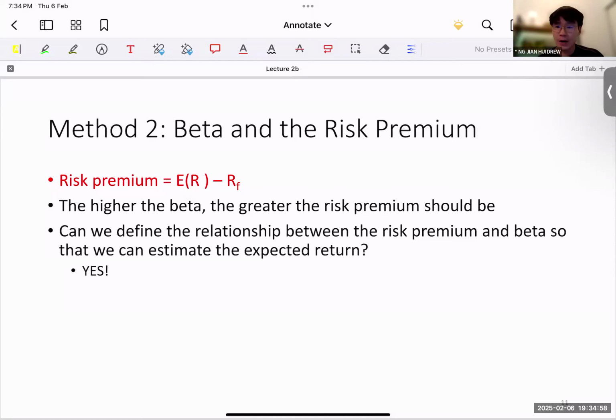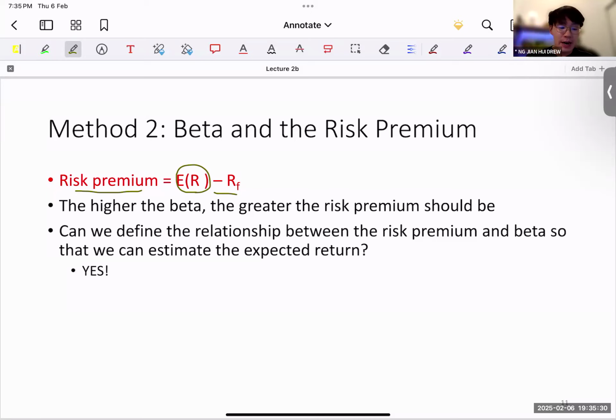Okay, so I hope I answered that question. Going on to method two. We are still on method two. The risk premium, like what we mentioned earlier, is the risk above your risk-free rate. What's the additional premium for your equity? This is typically given by your expected return minus your risk-free rate. Basically, your risk premium is caused by your beta, because you are taking on more systematic risk, which is why there's a risk premium involved.